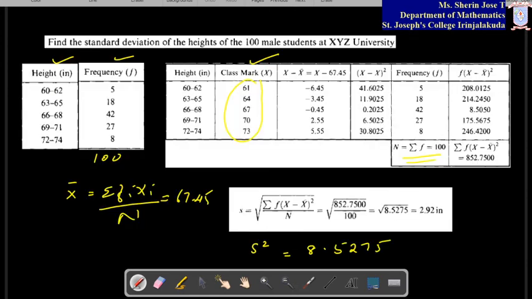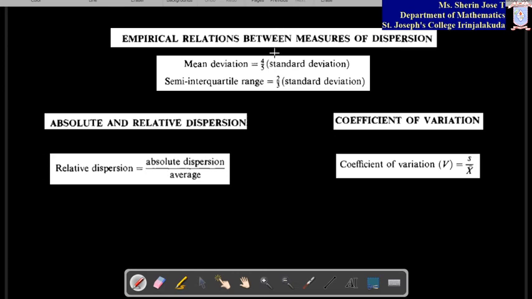Now we have an empirical relation connecting measures of dispersion. We have mean deviation, we have standard deviation, we have semi interquartile range as well. So these three are connected using this empirical relation. It says mean deviation is equal to 4 by 5 standard deviation, or in another way we can write mean deviation divided by standard deviation should always be 4 by 5.